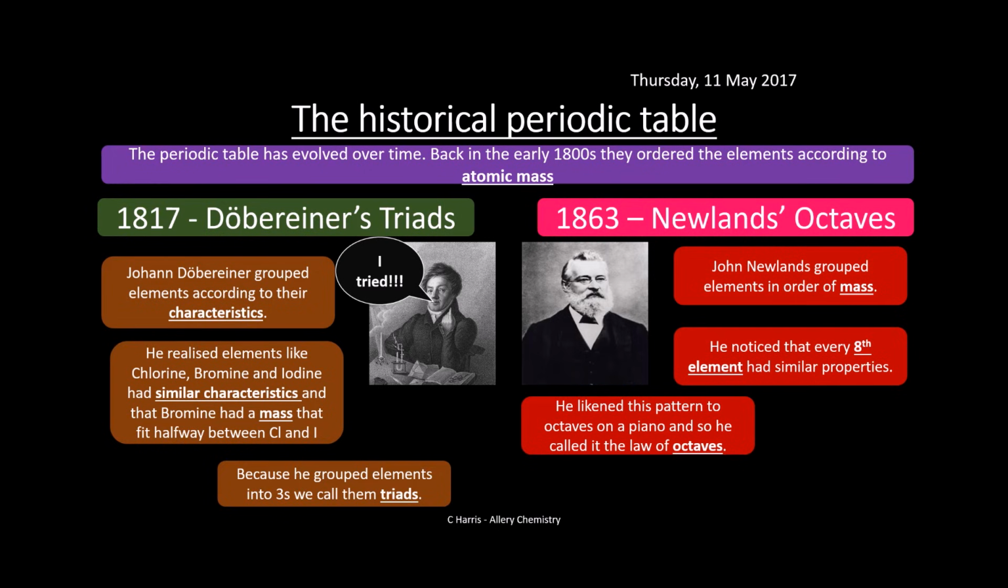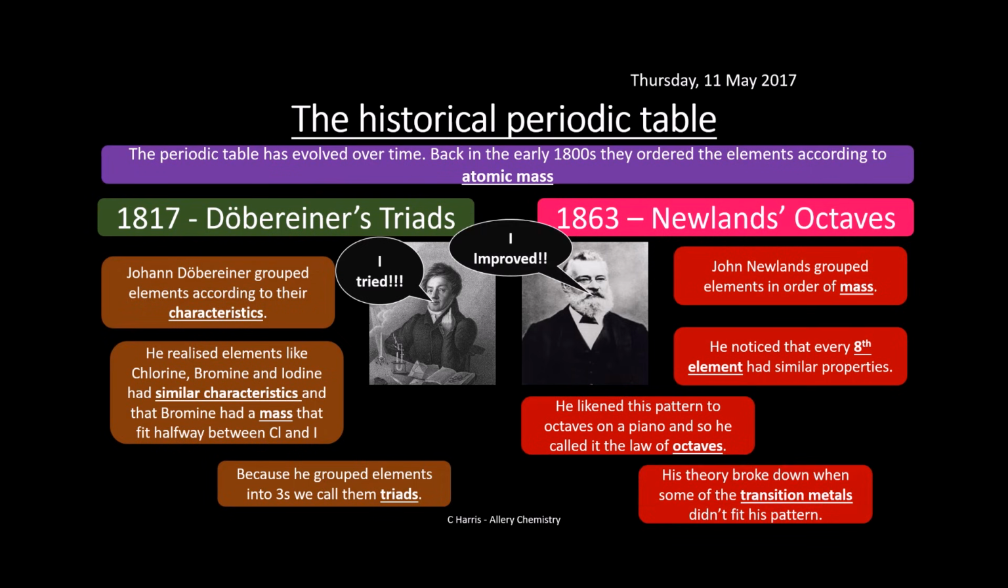So he was quite musical, and he realised that every eighth note, you had scales, didn't you? Now, I'm not musical whatsoever, and I'm sure the musicians amongst you will probably correct me, but he came up with this pattern. He said every eighth element had a similar property. His theory broke down, though, when some of the transition metals didn't fit his pattern. So he gave it a good shot, but not quite there. But he did improve on what Dobereiner had come up with.